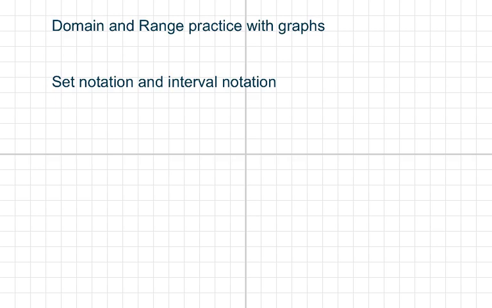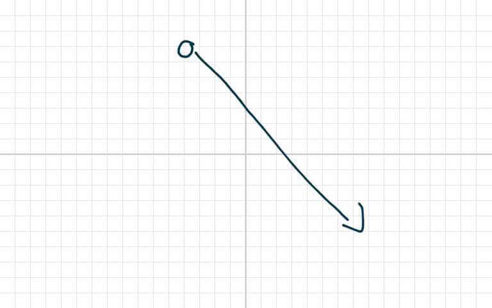Alright, this is domain and range practice with graphs. We're going to use set notation and interval notation, and I have 14 graphs. So we can get started with something that looks like this. Of course when I'm drawing this I can't draw with a ruler, but this is supposed to be a straight line here. And we're going to do the domain first.